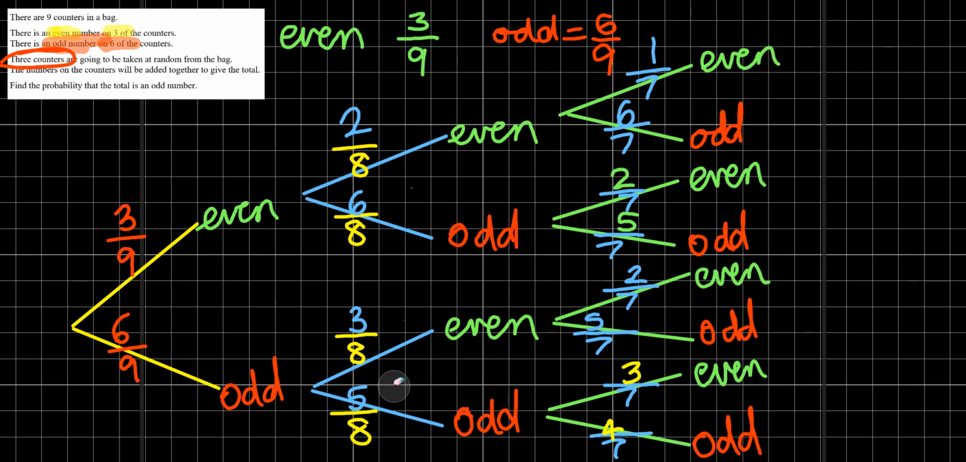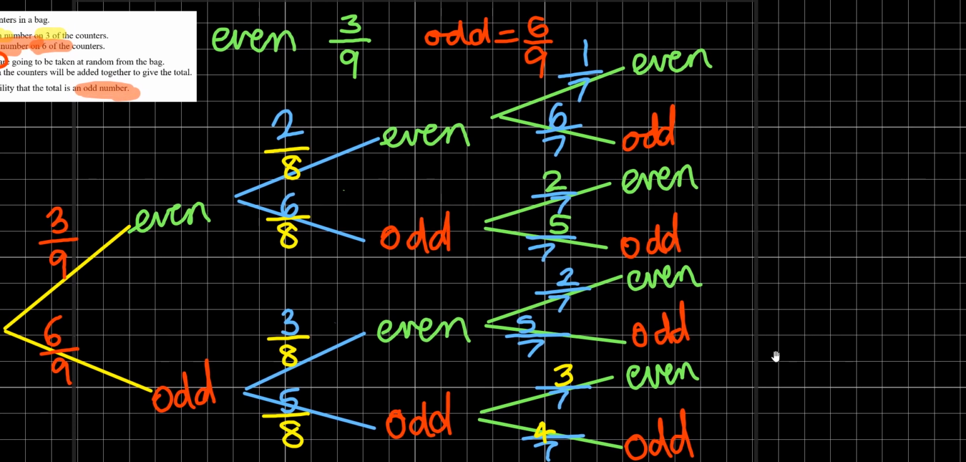The counters will be added together to give the total. So we're going to add even plus even plus even, or even plus odd. Find the probability that the total is going to be an odd number. So we're looking for, when we add three numbers together, which of those combinations would give us an odd number. So we'll go through each combination to see what we would have.